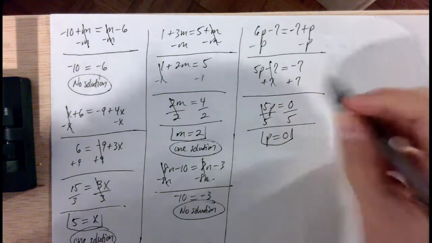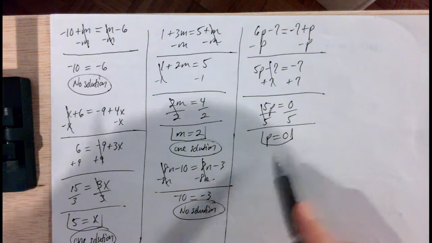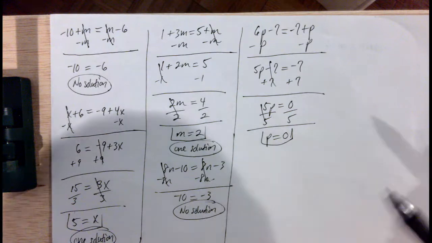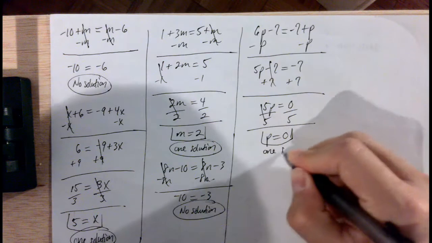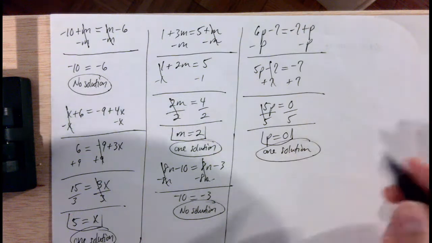Now, sometimes students will make a mistake and say that this is no solution. Well, p is equal to 0, so it's equal to some value. How many solutions is it equal to? Only one solution. So just circle one solution, and you can move on.